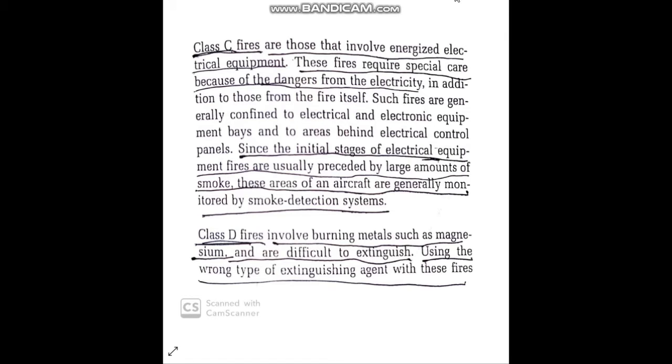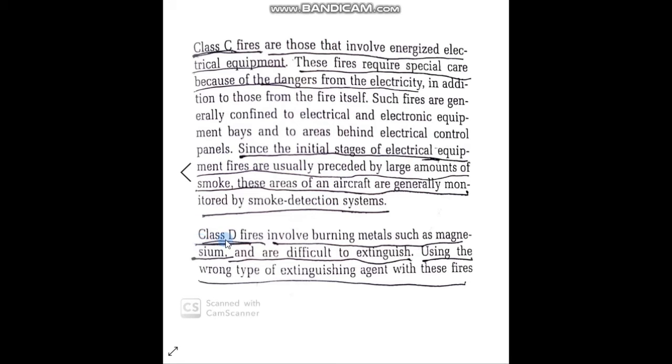The third class, Class C fires, are those that involve energized electrical equipment. These fires require special care because of the dangers from the electricity. Since the initial stage of electrical equipment fires is usually preceded by a large amount of smoke, these areas of an aircraft are generally monitored by smoke detection systems, like the avionics compartment bay.